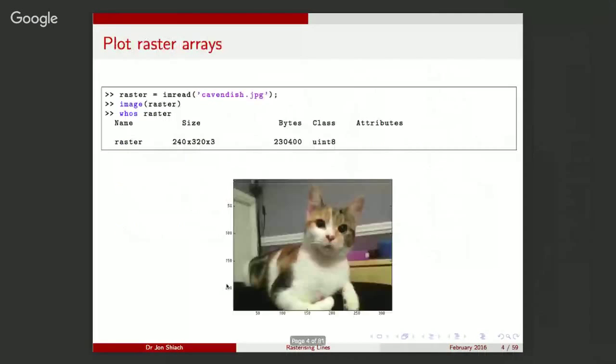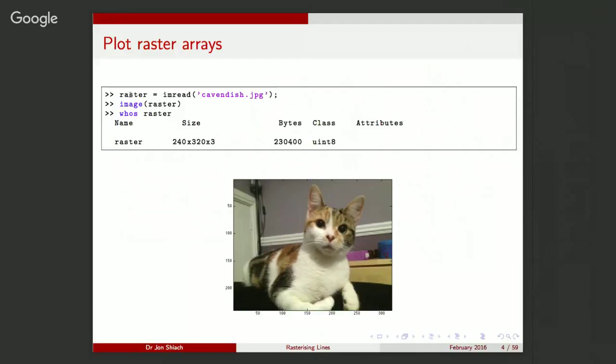Okay. So to plot raster arrays, if you have a JPEG or anything like that, any image file, in MATLAB you can actually load the image file into a raster array. That command is called imread. So if you want to read in any photo or any bitmap or any image file you have, I've called it raster. I said raster equals imread and then the name of my photo.